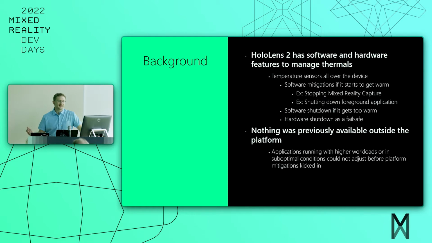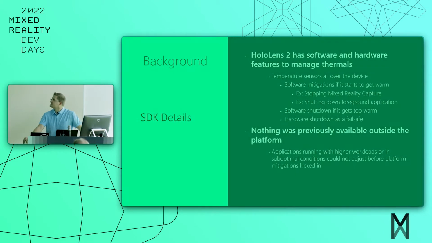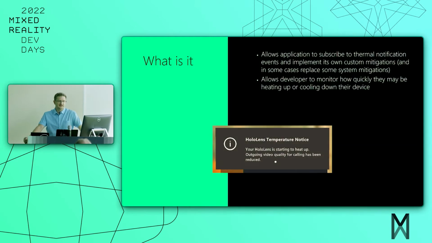So what is the SDK? Well, at the heart of it, it allows an application to subscribe to thermal notification events and implement its own custom mitigations. And in some cases, we'll even allow the application to replace the mitigations in the system. In other words, they can suppress them so that the system doesn't do what it normally would do. It also allows developers to monitor how quickly the device may be heating up or cooling down.